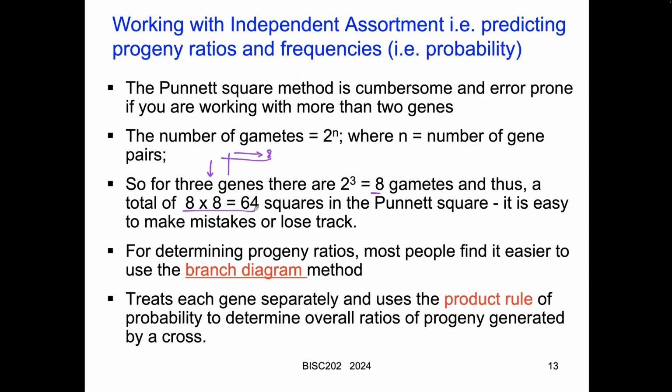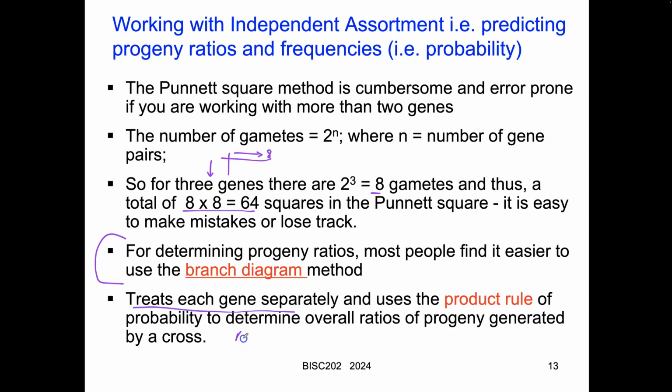First of all, it will take a long time to write all those out, figuring out all the genotypes and then what all the phenotypes were, and then counting up all the ones that are the same phenotypes and so on. And it just gets to be very error prone. So I find, and I think most people find, a branch diagram method to be the easier method, and you can try this, and if you do find it simpler, then I encourage you to practice it and use it. What it does is it treats each gene separately.